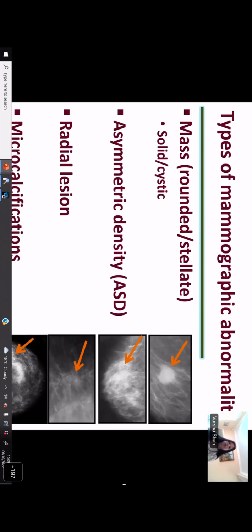So what are the types of mammographic abnormality? You can have a mass lesion, as you can see here, which can be either a rounded or stellate mass lesion. Even the rounded mass lesion could be solid or cystic. It could be an asymmetric density or architectural distortion. It could be a radial lesion, or it could be microcalcifications.